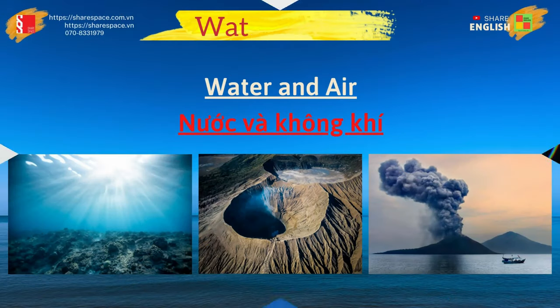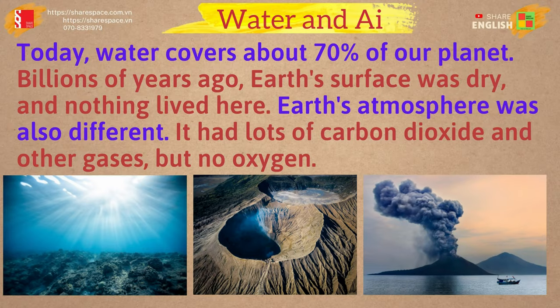Four. Water and air. Today, water covers about 70% of our planet. Billions of years ago, Earth's surface was dry and nothing lived here. Earth's atmosphere was also different. It had lots of carbon dioxide and other gases, but no oxygen.